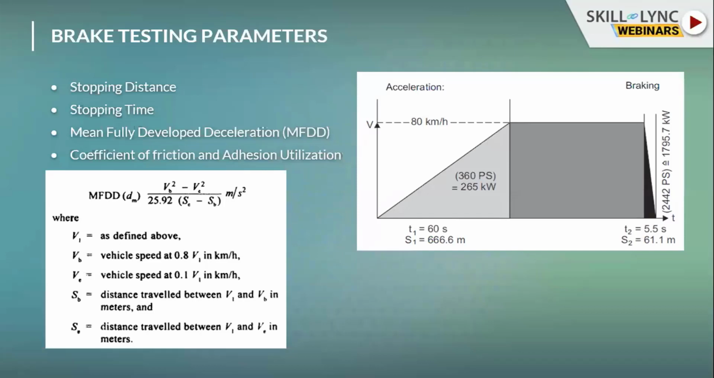SB is the distance traveled between the starting speed of the vehicle and the 80 percentage of the starting speed. Then SC is the distance traveled between the starting speed and the 10 percentage of the starting speed of the vehicle. Starting speed is nothing but the speed at which the brakes are applied. This is the very basic theoretical calculation which will be used to cross verify the data evaluated from the tag systems used for the testing.